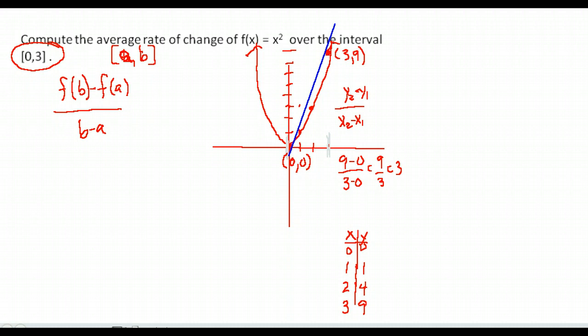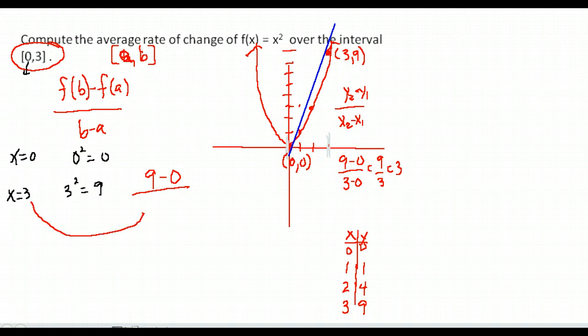So all you're going to do is compute the function for your 2 endpoints. So we're going to say, if x equals 0, what's our function equal to? Our function was 0 squared, which is 0. If x equals 3, what would our function be? Well, 3 squared is 9. And what you do is you take the results, 9 minus 0, on the top of your fraction. On the bottom, you put the x values that gave you those responses, so 3 minus 0. And again, we get 9 over 3, or 3.